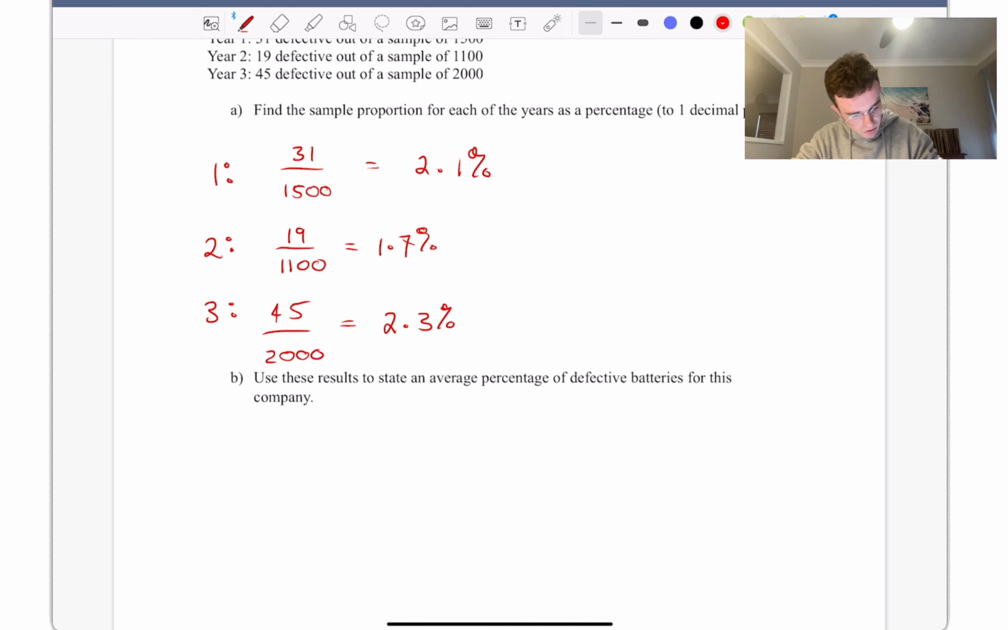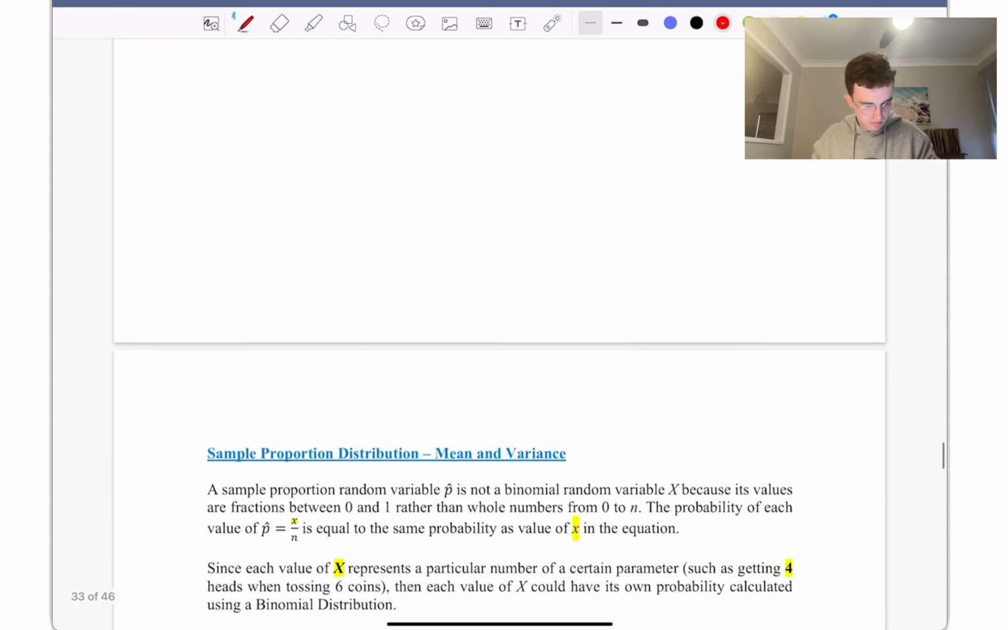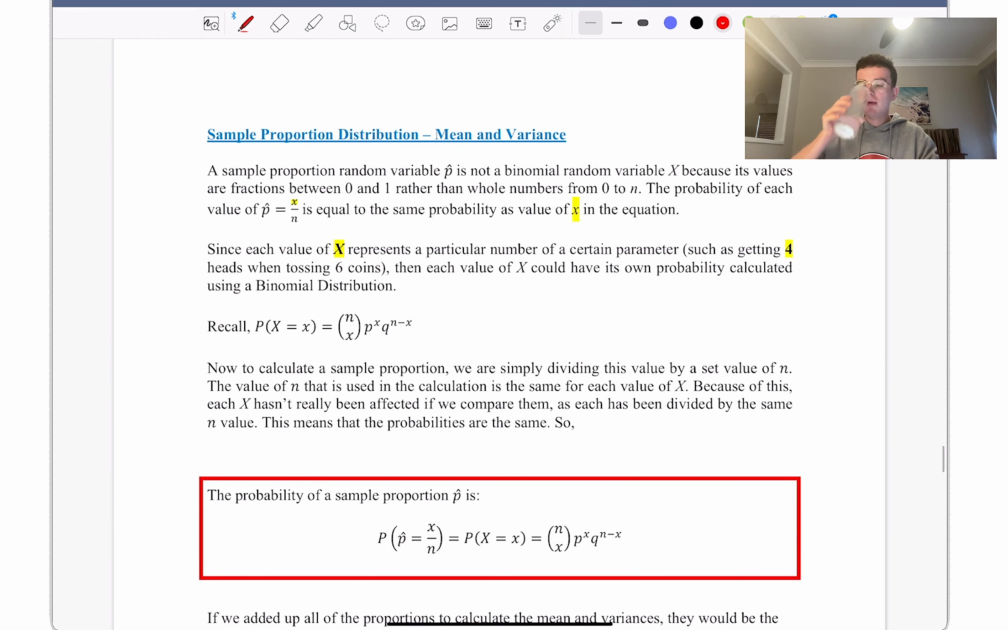Of course, all we have to do is 2.1% plus 1.7% plus 2.3% divided by 3. If we do that, we get the average is 2.03%. Okay, the sample proportion mean and variance.